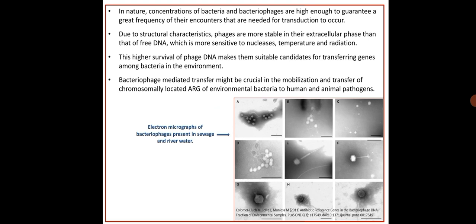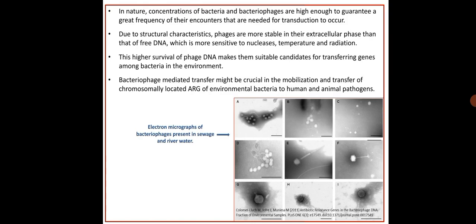In nature, concentrations of bacteria and bacteriophages are high enough to guarantee a great frequency of their encounters that are needed for transduction to occur. Due to structural characteristics, phages are more stable in their extracellular phase than free DNA, which is more sensitive to nucleases, temperature, and radiation. This higher survival of phage DNA makes them suitable candidates for transferring genes among bacteria in the environment.